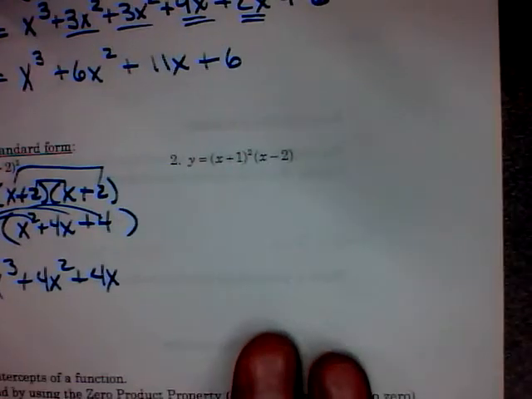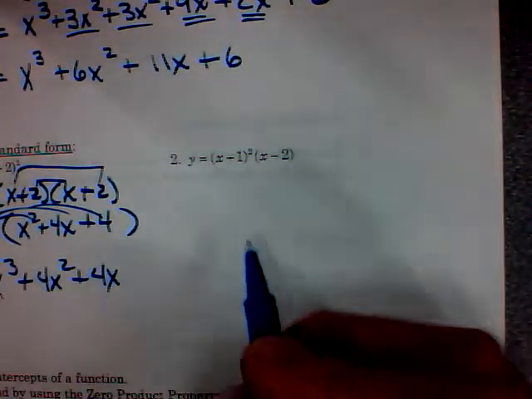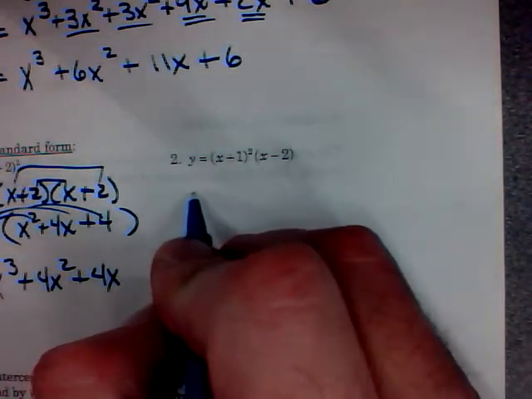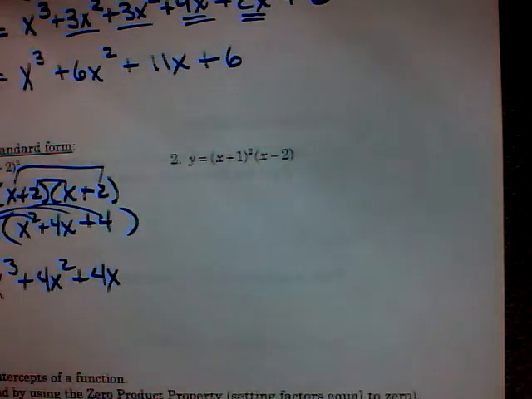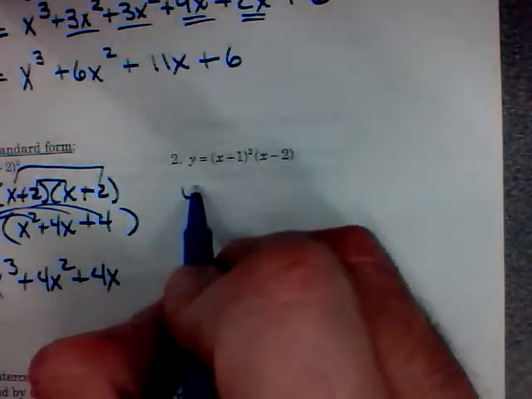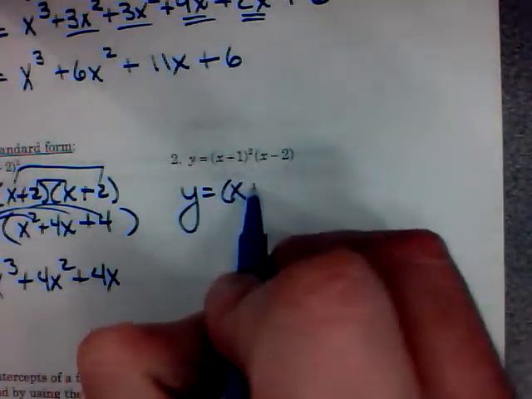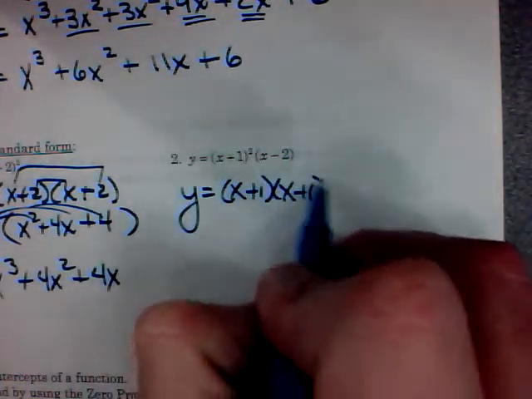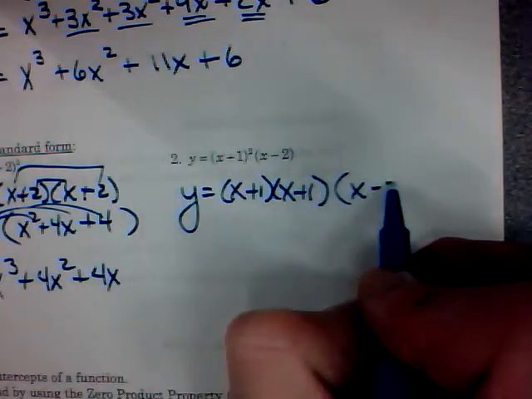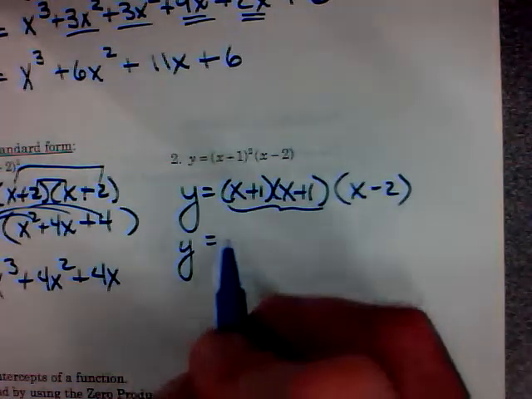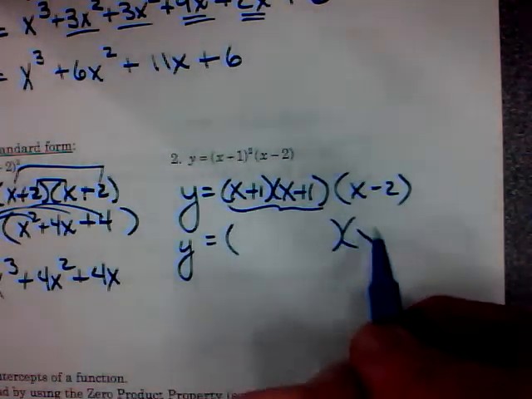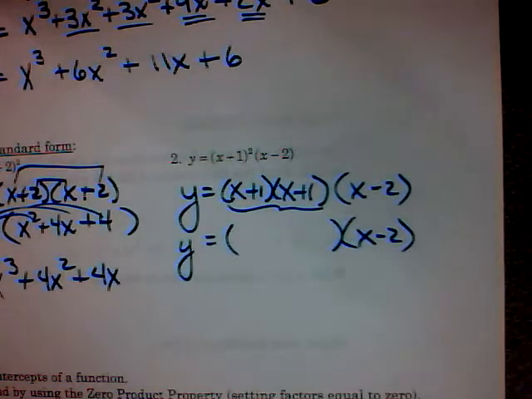Let's do one more. Let's look at number 2. Number 2, we've got a binomial squared times another binomial. So we need to square this first, so that'd be x plus 1 times x plus 1, and then that gets multiplied by x minus 2. So I'm going to go ahead and FOIL this out here first. Going to get an answer that's going to get multiplied by x minus 2.